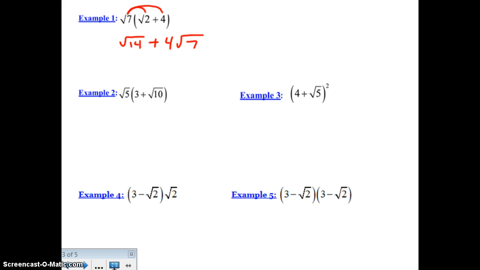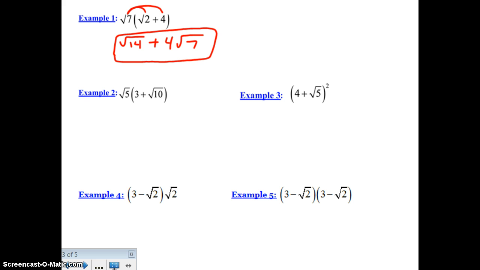The square root of 14 can be written as the square root of 7 times 2, but 7 and 2 are prime, so the square root of 14 is simplified. So is 4 radical 7. Again, 7 is prime, so you can't simplify 4 radical 7. Therefore, you're done. That's it.